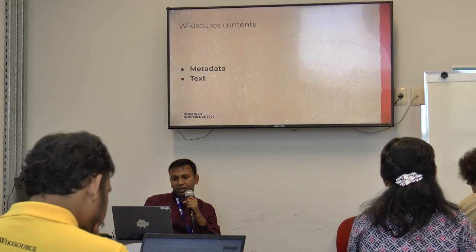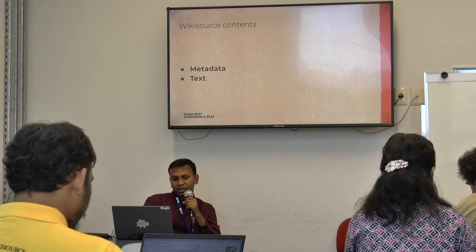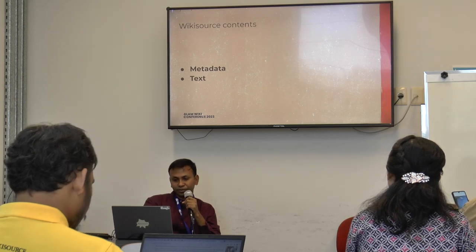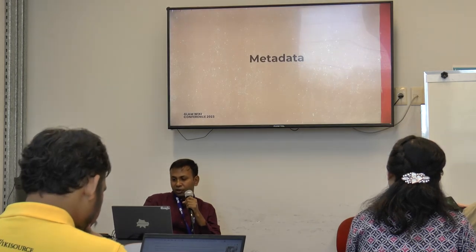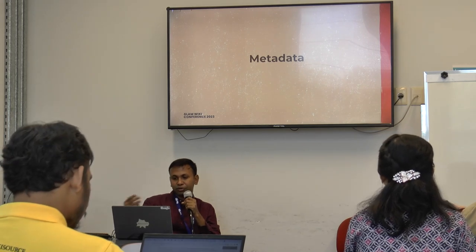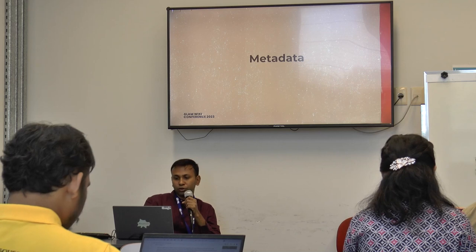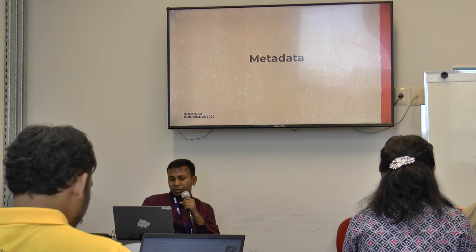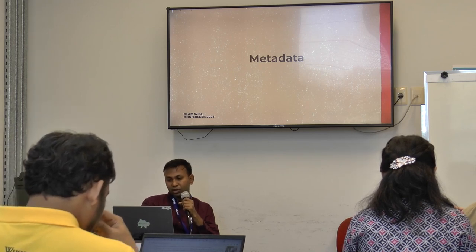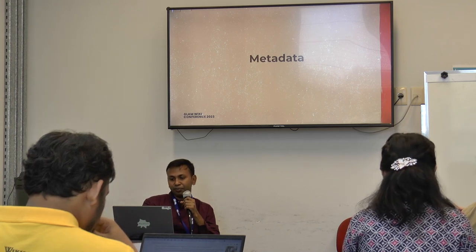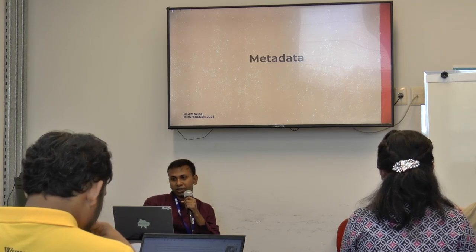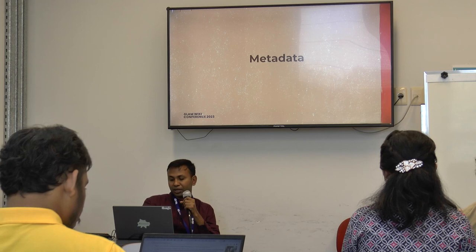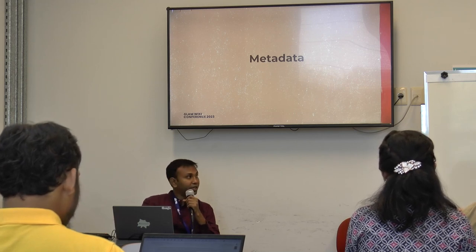As it is a library, just like for any digital library, it has two kinds of content. One is metadata and the other is the text portion. I will start with metadata and how that is connected with Wikidata first, and then I will go to the text version. Metadata, as you all know, is that any book or newspaper or periodical can have metadata, like who is the author of that book, who is the publisher, what is the date of publication, place of publication, and so on. That is metadata for any kind of books.